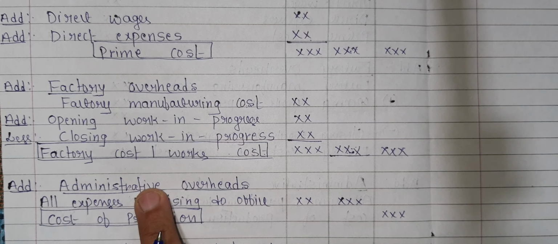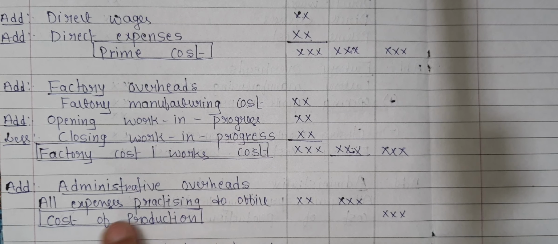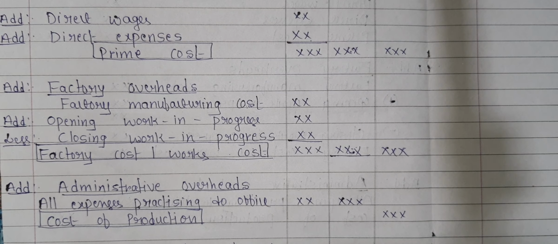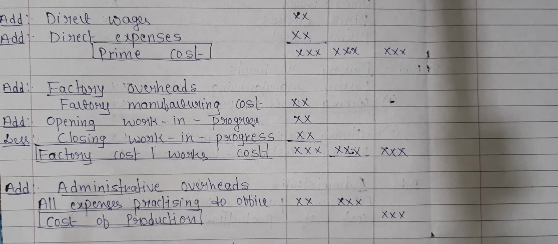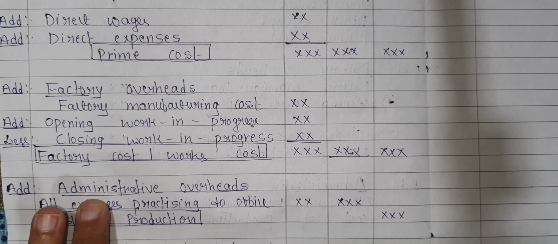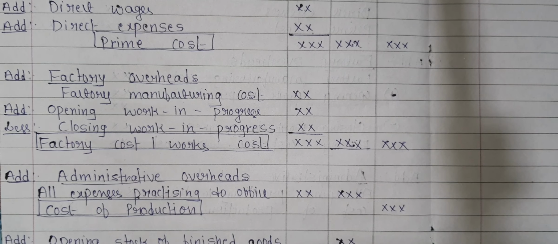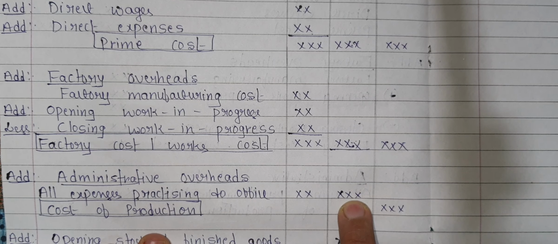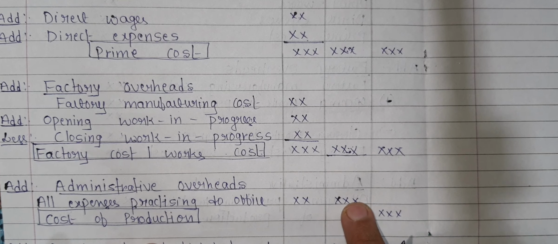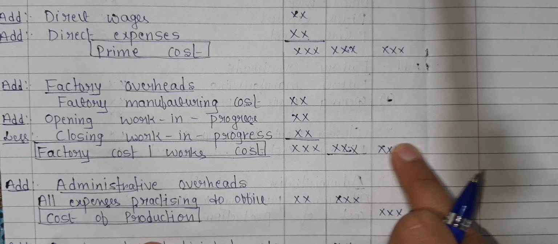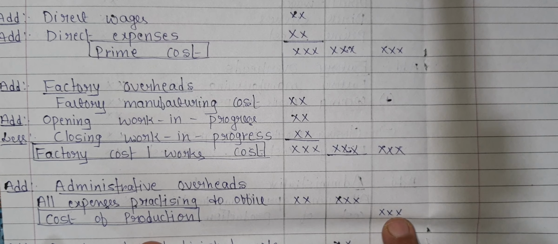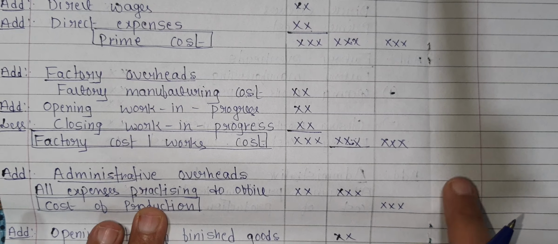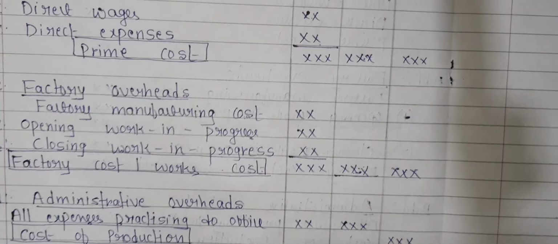Here, see here, add administrative overheads. Means all the expenses that are related to the office, we have to mention here under administrative overheads. Then we will arrive at the administrative overheads. Now for this we have to add factory cost. Then we will arrive at cost of production. Clear?